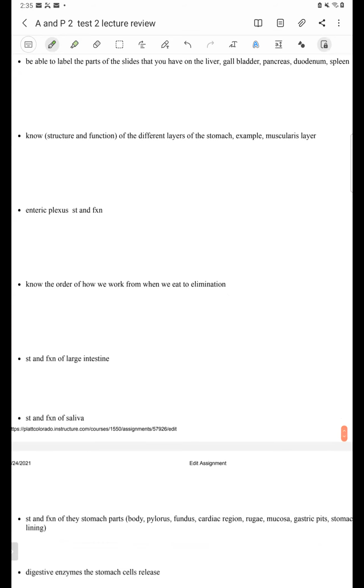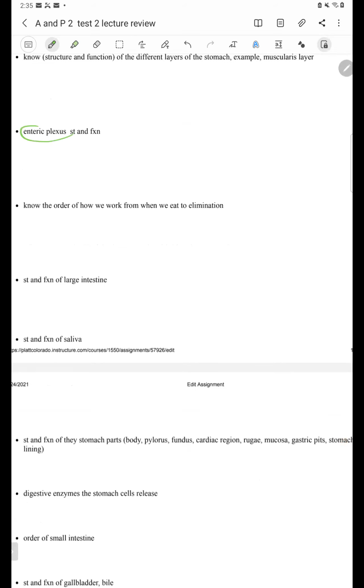So we do have different layers to the stomach. The innermost part of the stomach has a mucosal lining. You also find the rugae in there. And you have a muscle layer to the stomach that is going to help churn and tumble and mix up the bolus, which is your food, eventually into the chyme.